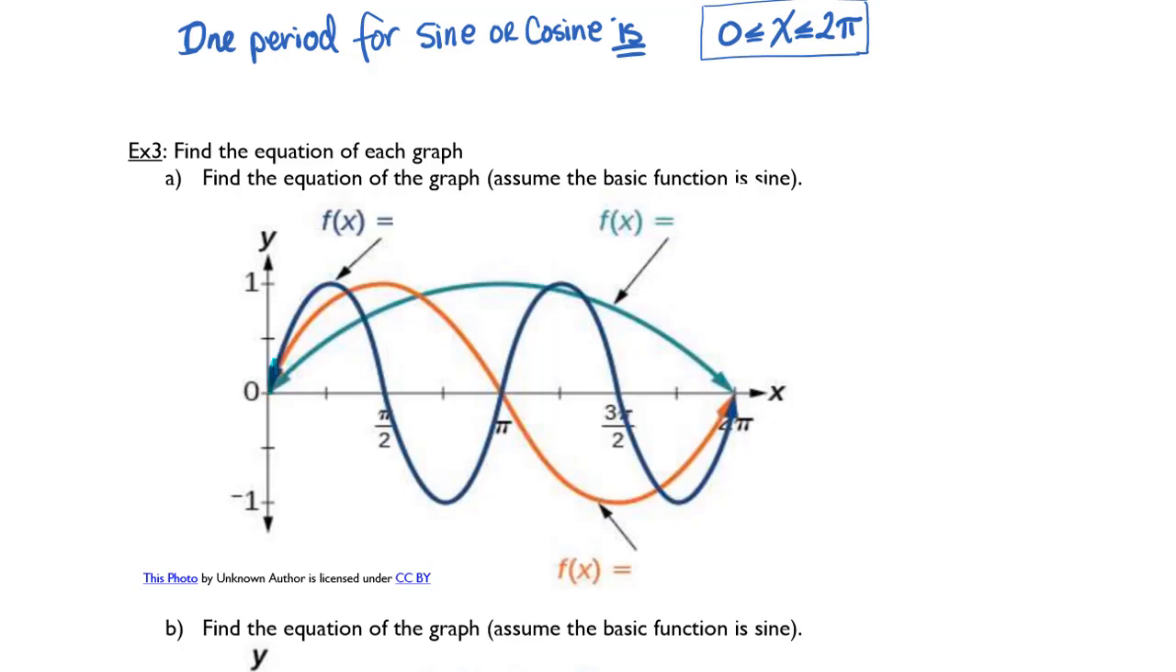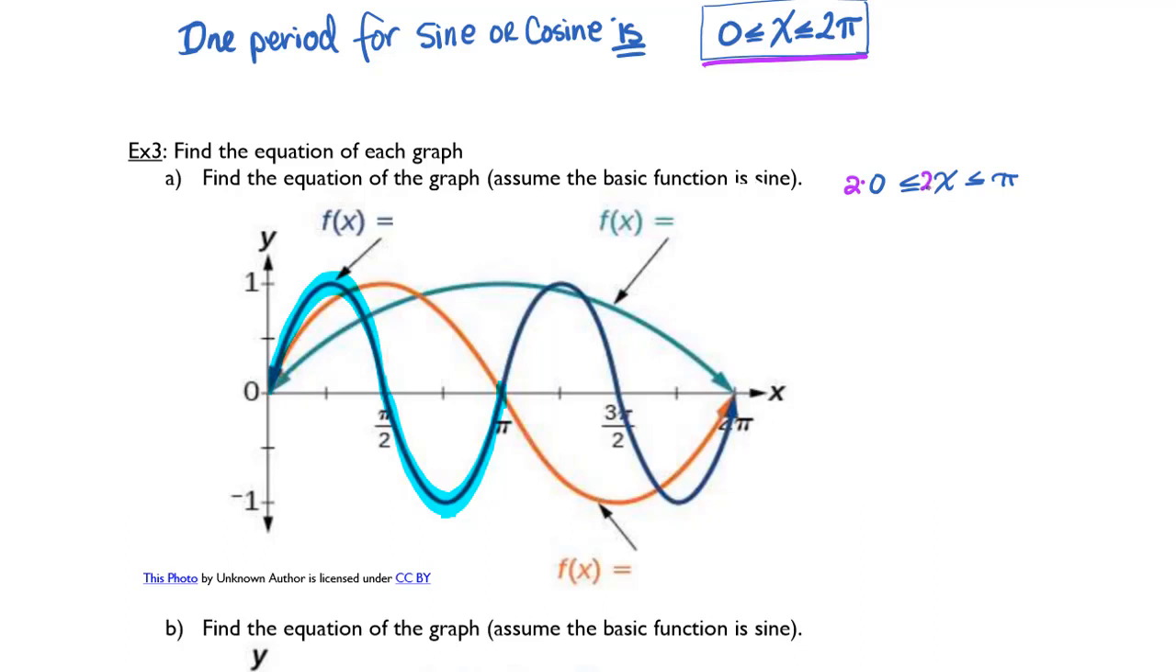So if we look at the first graph, let's look at this blue one, we see that it increases from 0, crosses and goes negative to a minimum, and then increases back to the equilibrium point at pi. That means that one period for this blue function is from 0 to pi. If we want to find the equation of this blue function, we need to somehow do something to this inequality so that it looks like the standard period for sine and cosine.